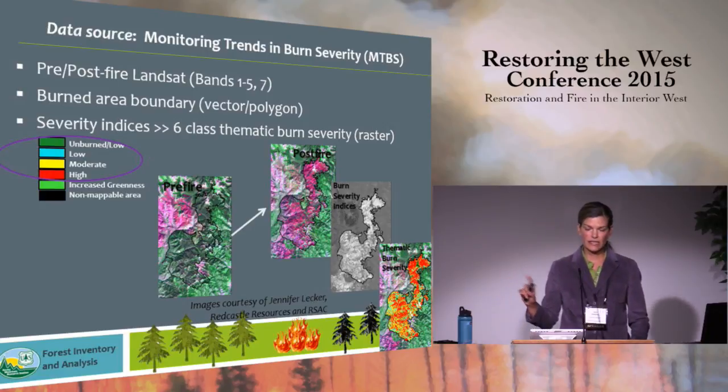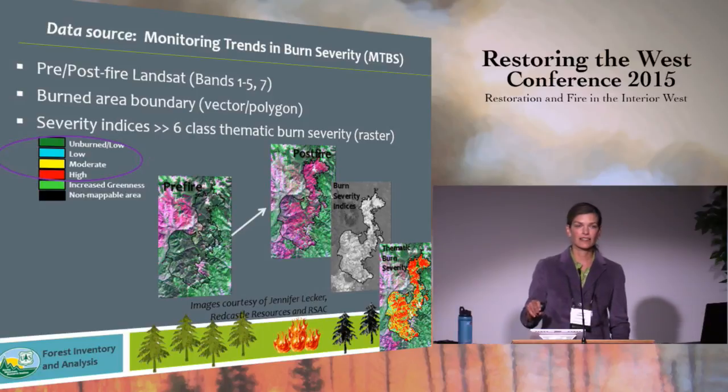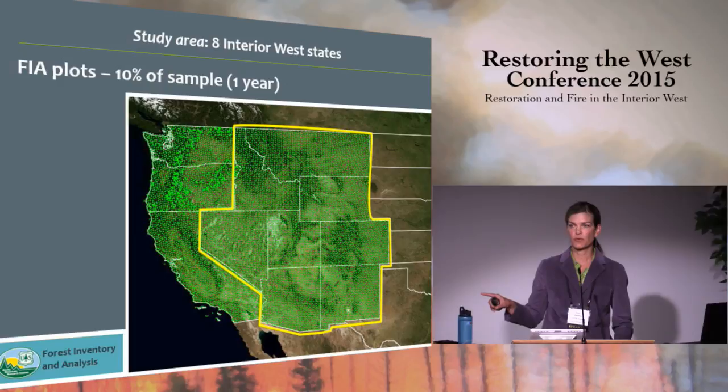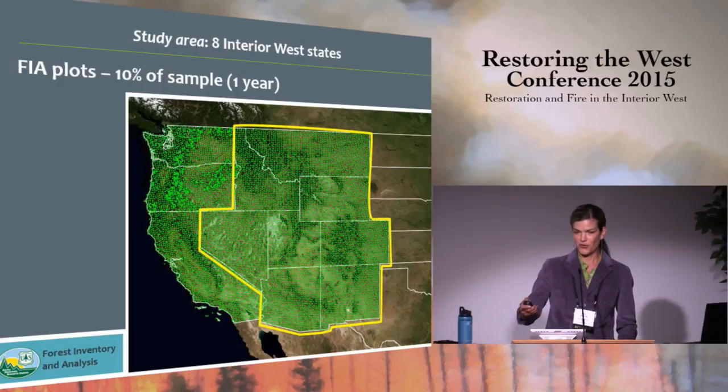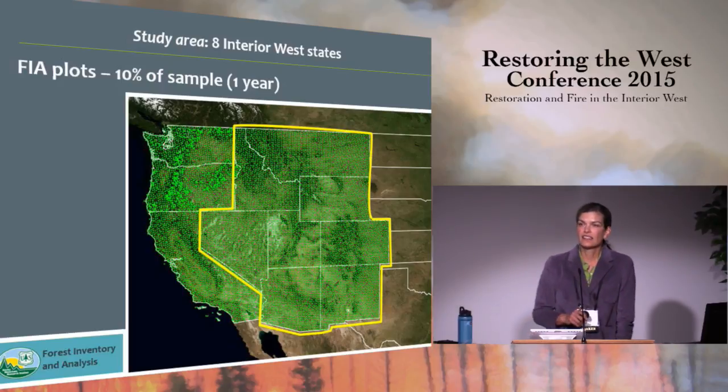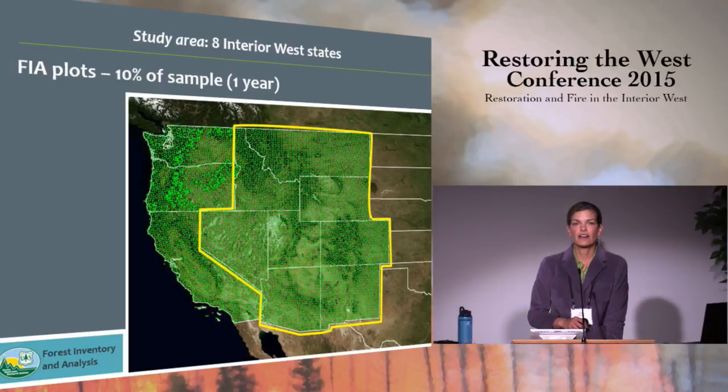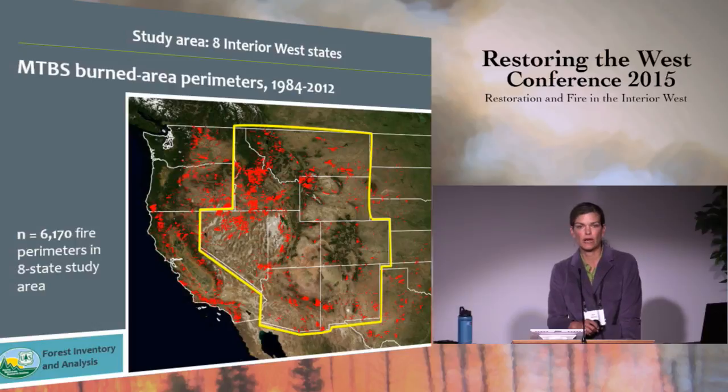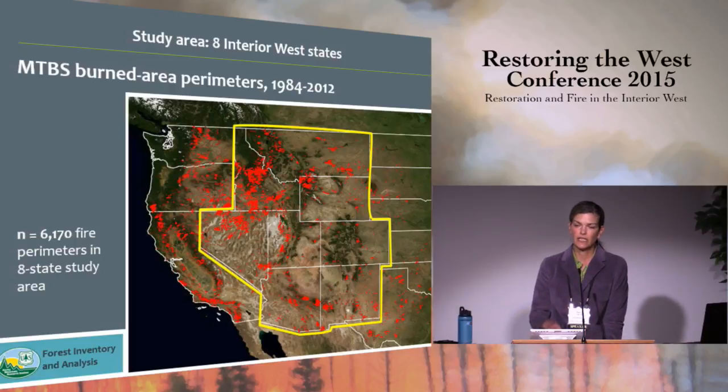So this is, in yellow, you can see our 8-state study area. This is 10% of our sample. This is 1 year's worth of FIA plots, and if I showed you all of them, it would look like a big green blob. So lots of plots. This is the distribution of all fires in the MTBS data set from 1984 to 2012, which was all that was completed when we began this project. That was just over 6,000 fire perimeters within our 8 states.